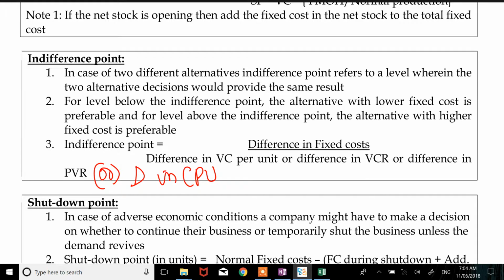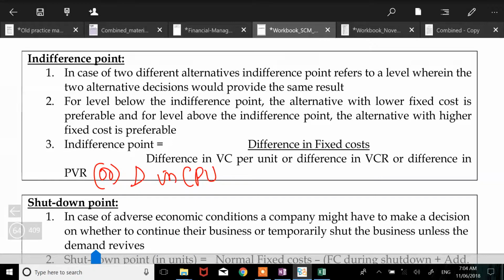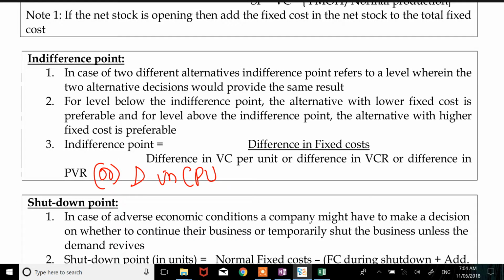So indifference point basically refers to the level, this is there in page 64. Indifference point basically refers to a level at which two alternatives will give the same results. The same results can be same profit or same cost. It can be measured through same profitability or same cost. Both are as such similar. Clear?